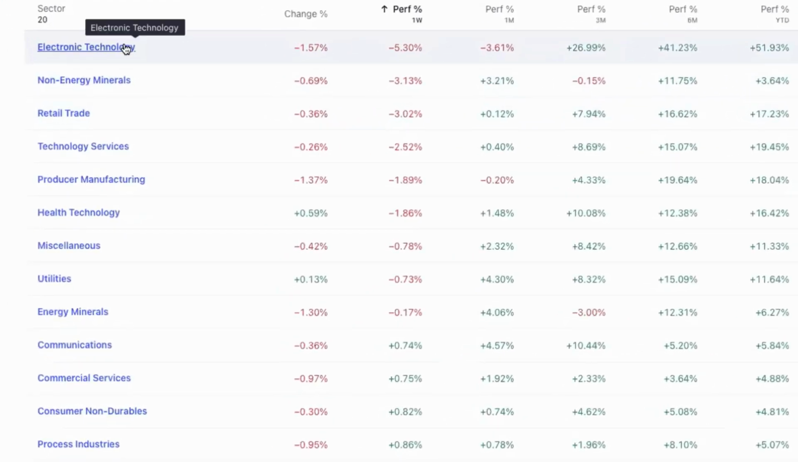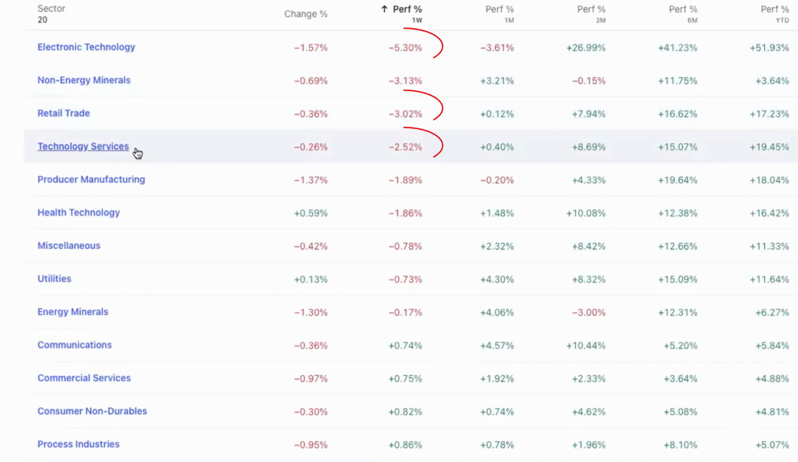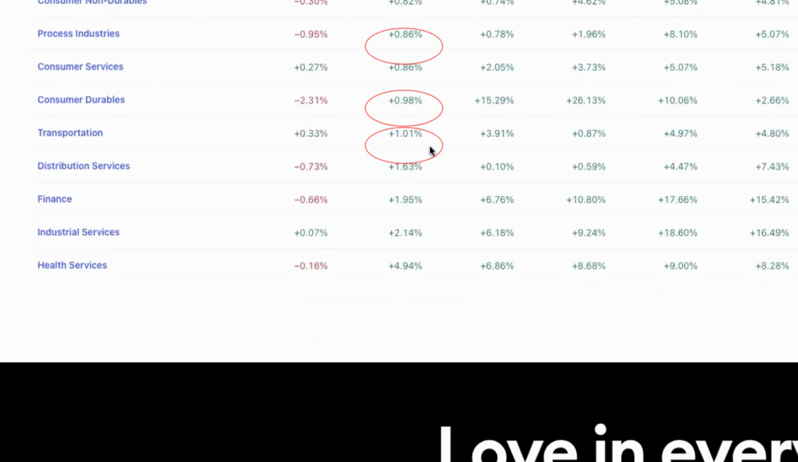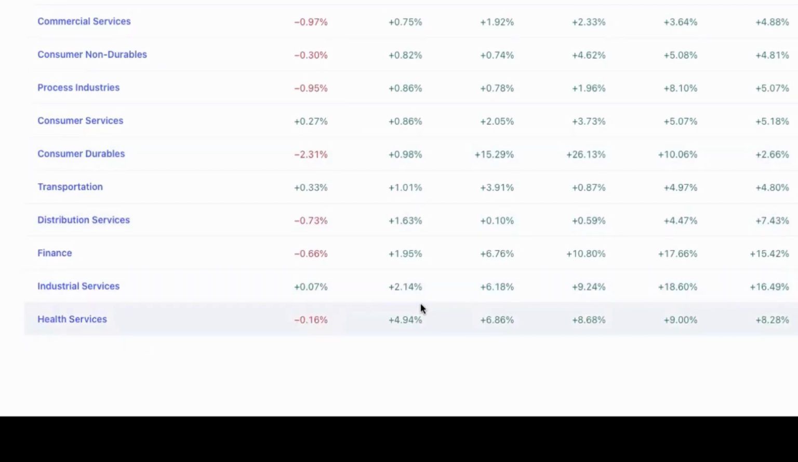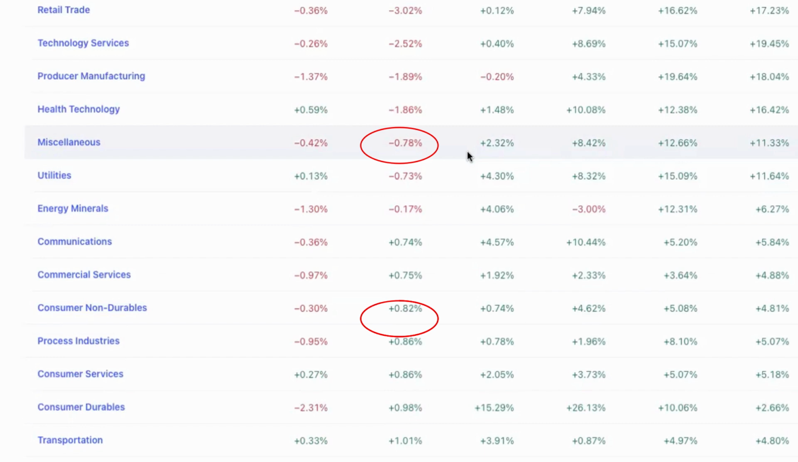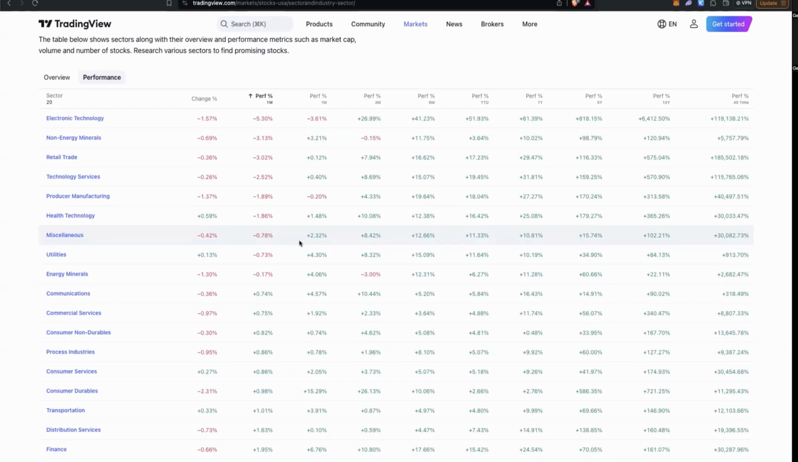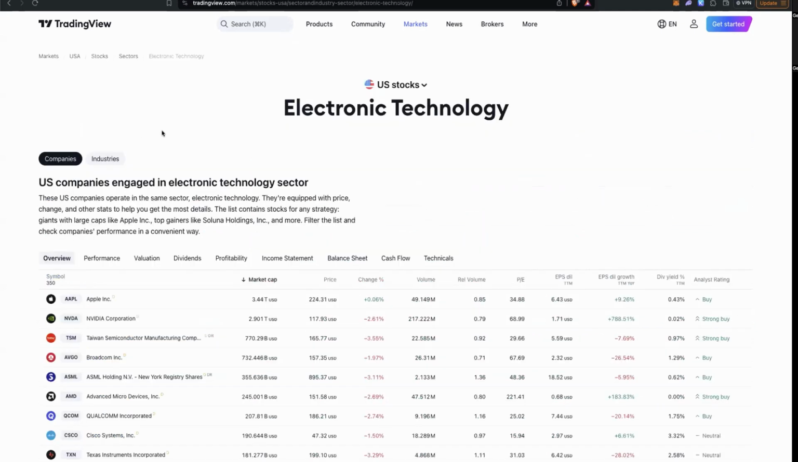And so obviously electronic technology, retail, tech services, those have been the weakest performers over the last week. If we come down here to the other end, you can see some of the best performers are healthcare, financials, consumer durables. We mentioned there is a 17.5% estimated probability that the market breaks this trend line. And so who's going to get hurt the most in that scenario? Potentially some of the worst performers over the last week and month. So let's go into the electronic technology sector.